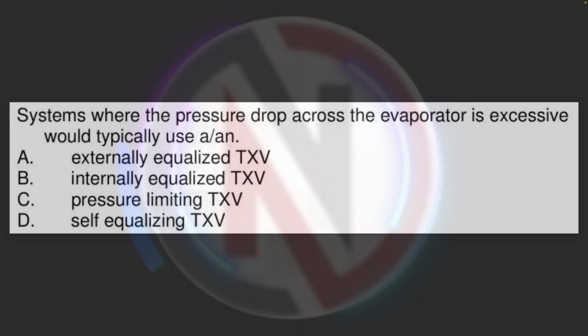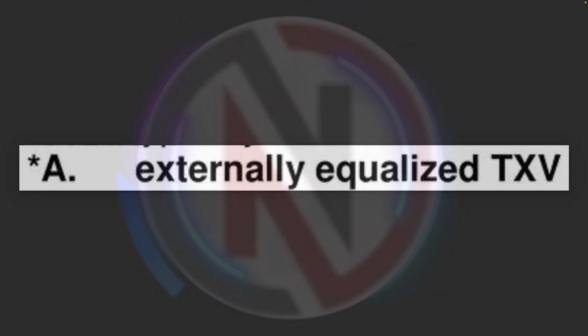Systems where the pressure drop across the evaporator is excessive would typically use an A. Externally equalized TXV, B. Internally equalized TXV, C. Pressure limiting TXV, D. Self-equalizing TXV. Externally equalized TXV.